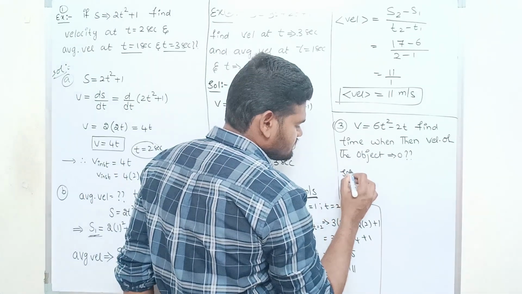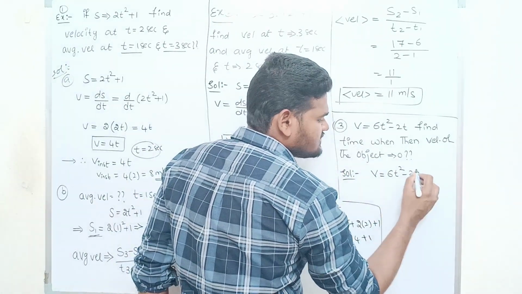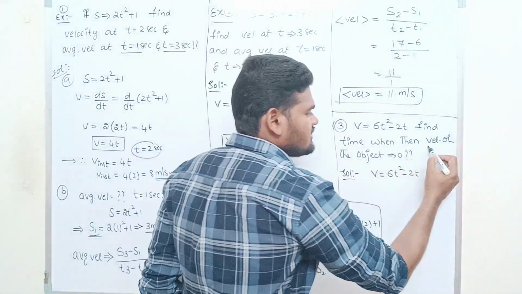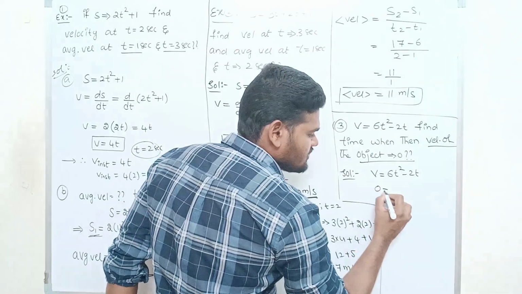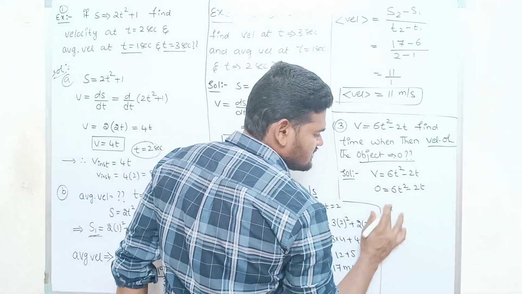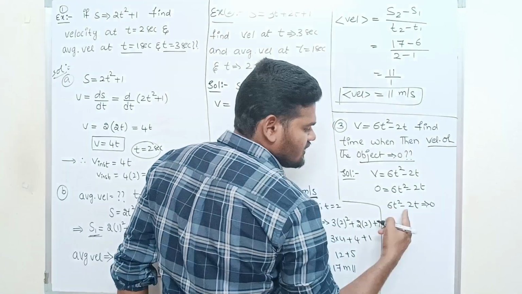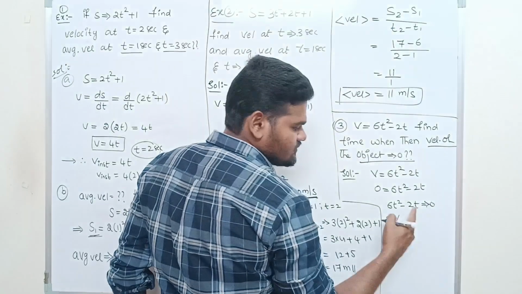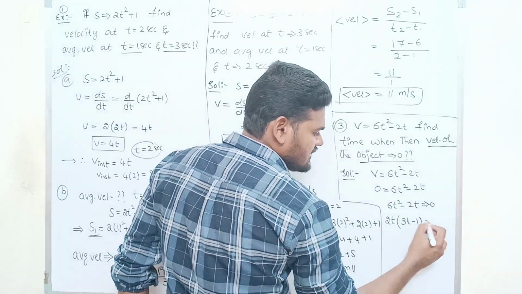Solution. Have a look. So the given equation is what? Velocity is equal to 6t square minus 2t. What he was saying? The velocity of the object is 0. So velocity is equal to how much? 0, which equals 6t square minus 2t. It can also be written as 6t square minus 2t equals 0. Just taking 2t common, we get 2t into 3t minus 1 equals 0.